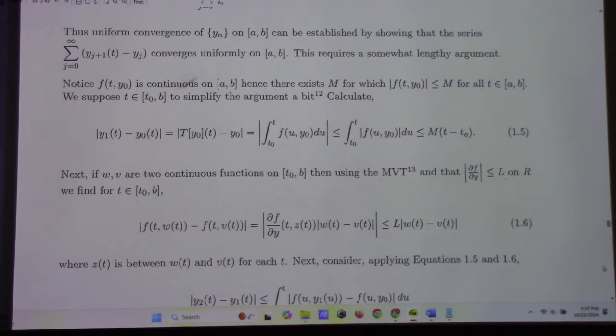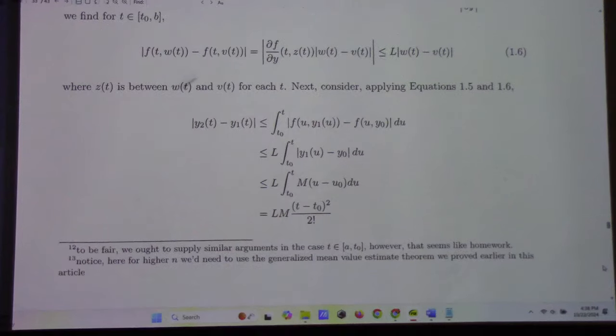So next up, if we have w and v are two continuous functions on this closed interval, then this minus that is equal to, by the mean value theorem, the partial derivative with respect to y at t comma z of t, where z of t is some function between w of t and v of t, times the absolute value of the difference of the y parts. All right. Now this is assumed to be less than L, and we have that. All right. Great. Then we'll put 1.5 and 1.6 together in the next step.